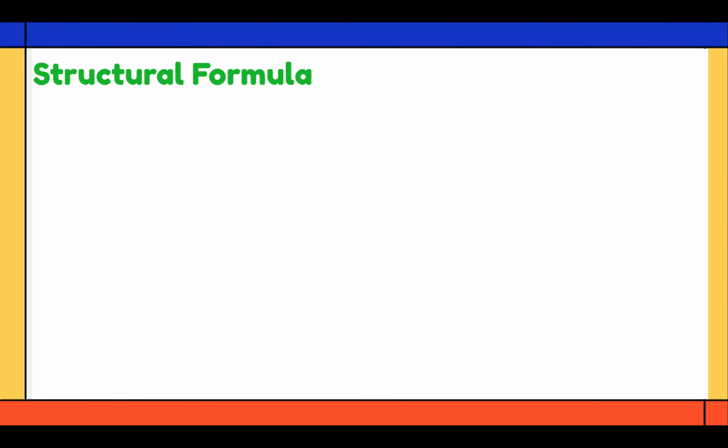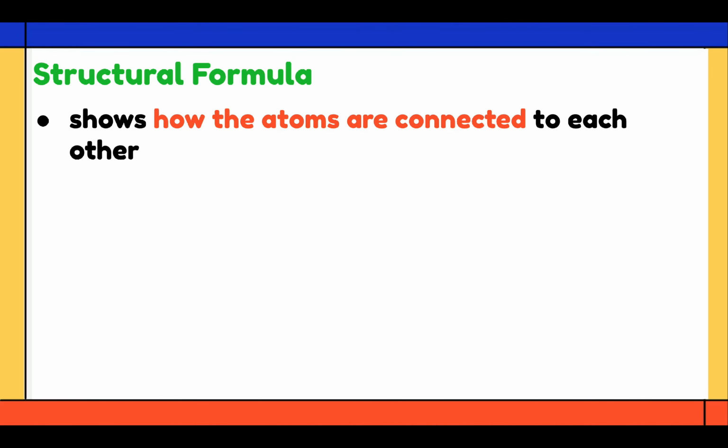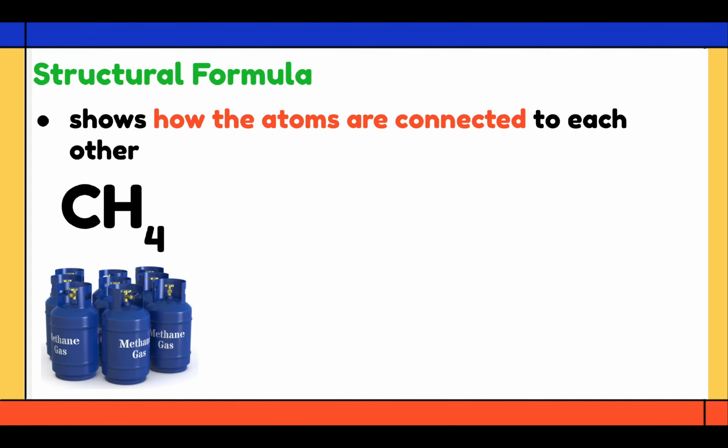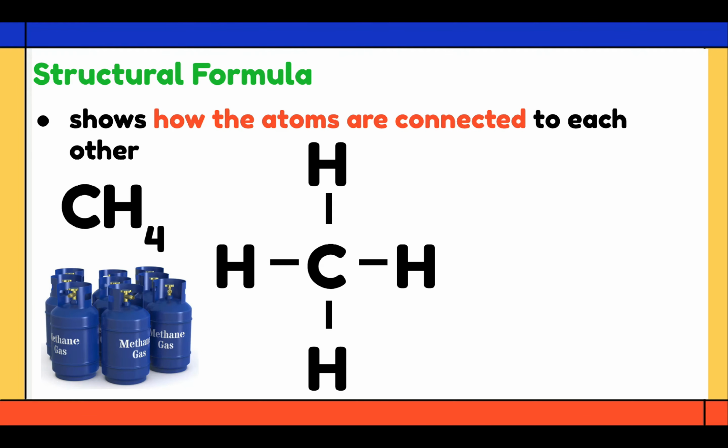Structural formula for a compound gives the same information as its molecular formula. It means the types and numbers of atoms in the molecule. But the structural formula shows how the atoms are connected in the molecule. The structural formula for methane contains symbols for one carbon atom and four hydrogen atoms, indicating the number of atoms in the molecule. Now, these lines represent bonds that hold the atoms together.